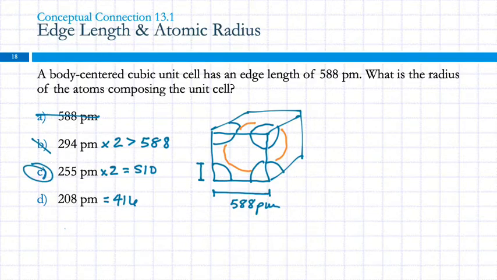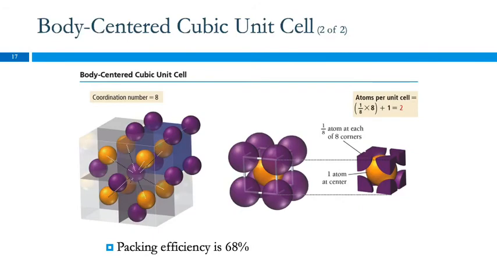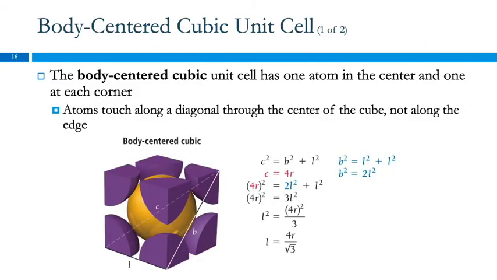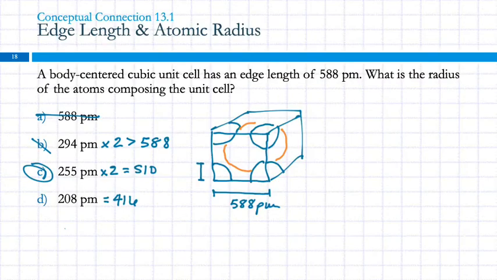And I don't actually have the answer here, so I'll have to calculate it real quick. 4r over the square root of 3. 4 times 255 divided by the square root of 3, 588. So I think in the future, I'm not going to do this example because I don't think it was helpful.